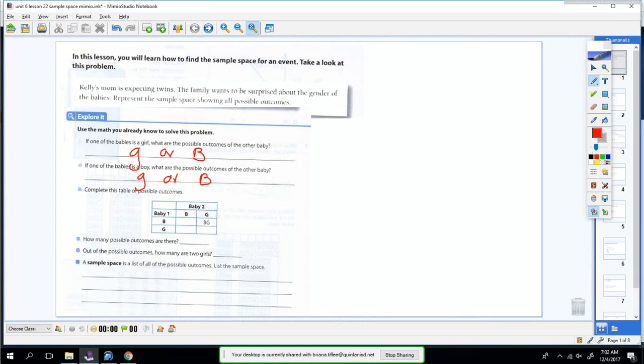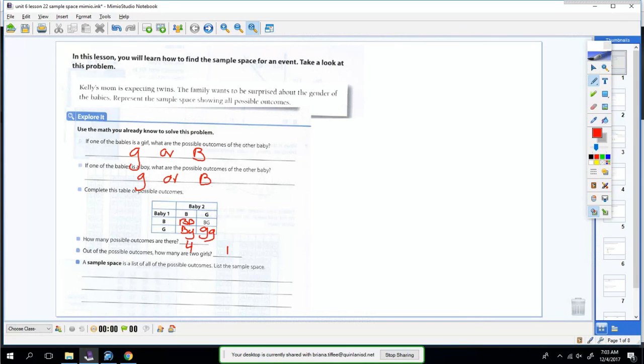Well, my first baby can be a boy-boy, boy-girl, girl-boy, or girl-girl. So how many possible outcomes are there? Well, there's 4 possible outcomes. Out of all the possible outcomes, how many are 2 girls? Well, there's only 1 two-girl outcome, and there's only 1 two-boy outcome.